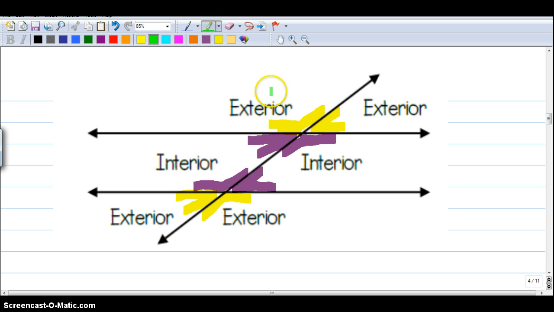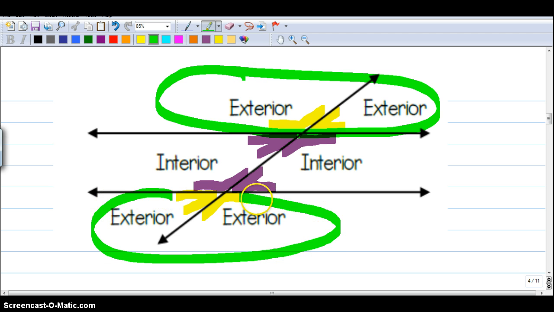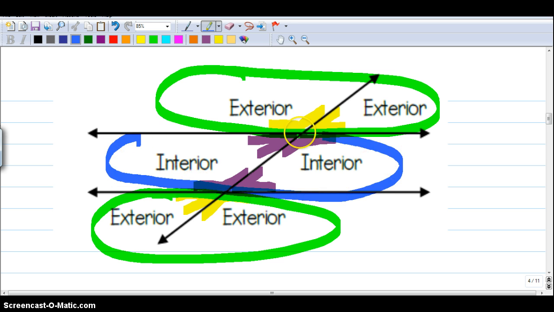Another teacher likes to explain it as, think of it like a hamburger. These are the hamburger buns. Why they're green, I don't know, sorry, wrong color. So the exterior is like the outside of your hamburger buns, of your hamburger, for that matter. And then inside here is like the meat of your hamburger. These are the interior angles. However you can memorize it, you need to know about exterior and interior angles.